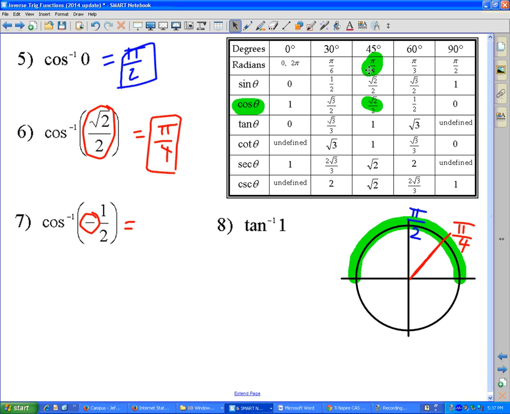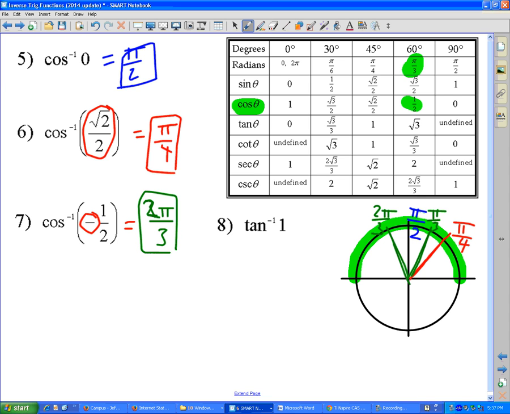Cosine gives us a ratio of 1/2 at pi over 3 reference angles, but the answer can't be pi over 3, because the cosine of pi over 3 would give us a ratio of positive 1/2. Cosine is positive in quadrant 1. So we have to go into the negative quadrant, which is an angle of 2 pi over 3, and that gives us our answer. Now, this freaks some people out.